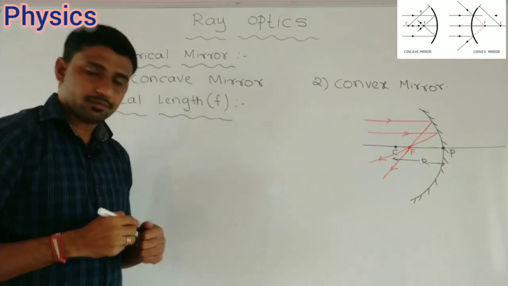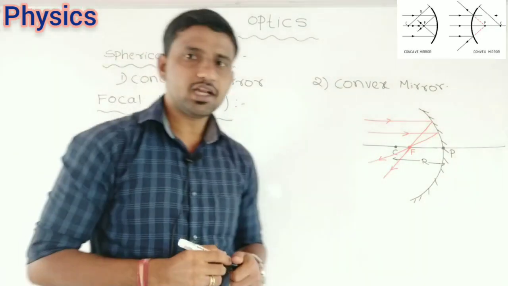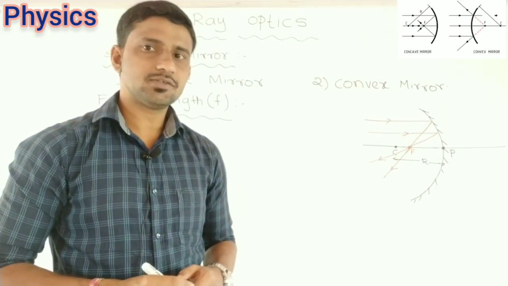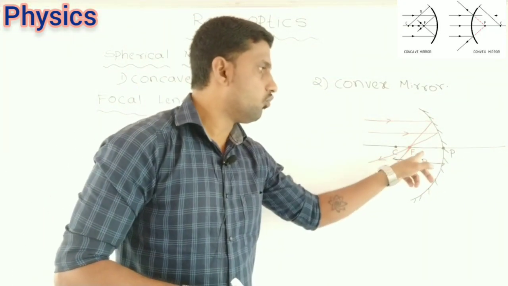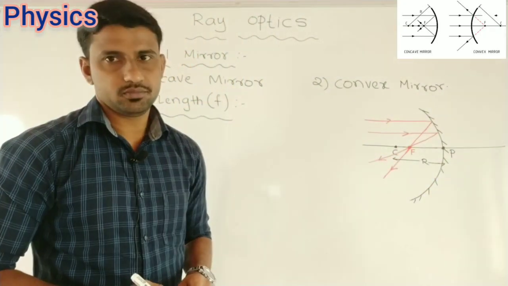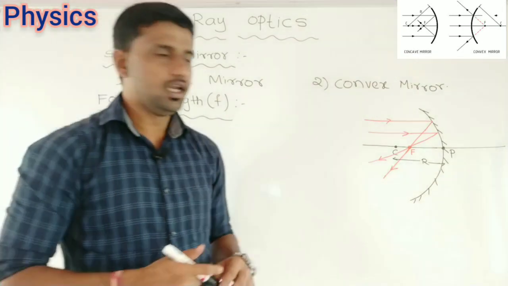Then what do we mean by focal length? Focal length is nothing but the distance from the pole to the focus of the concave mirror. Then it is called the focal length.